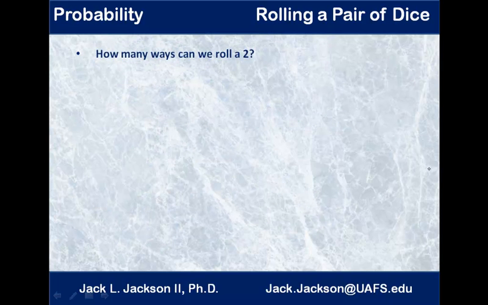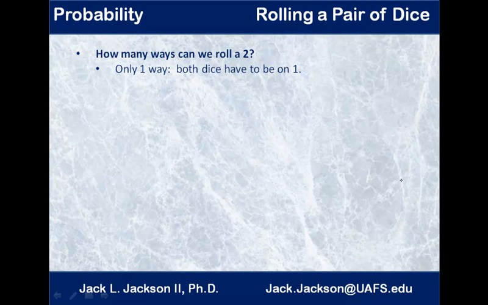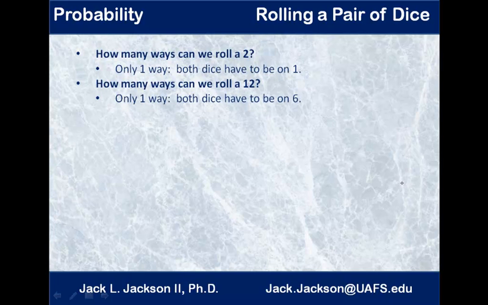Okay, now we're back. Let's see what we came up with. How many ways can we roll a 2? Well, there's only one way. Both dice have to be on the 1. How about a 12? Only one way to do that. Both dice have to be a 6. Sometimes they call the 2 snake eyes, and sometimes they call the 12 boxcars. But either way, there's only one way of each of those. Okay, let's do one that's a little more interesting. How about a 3? How many ways can we get a 3?